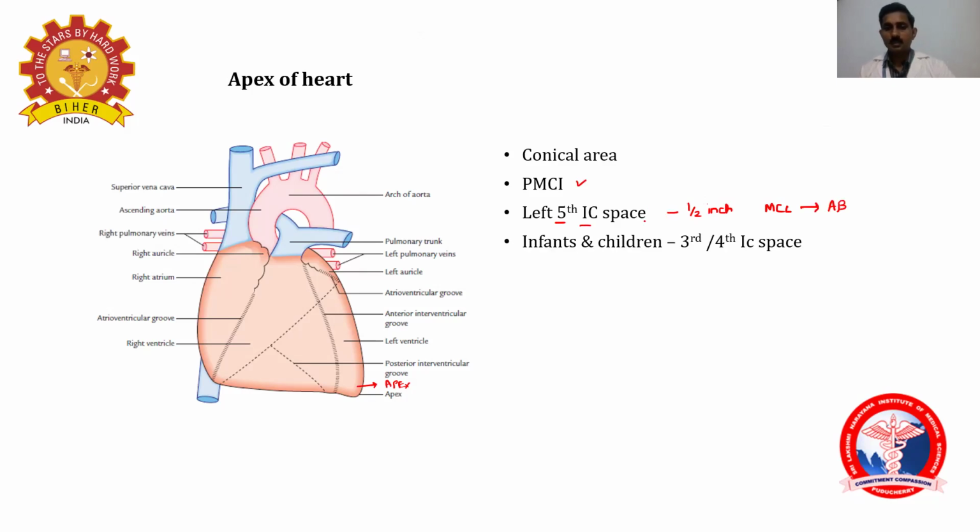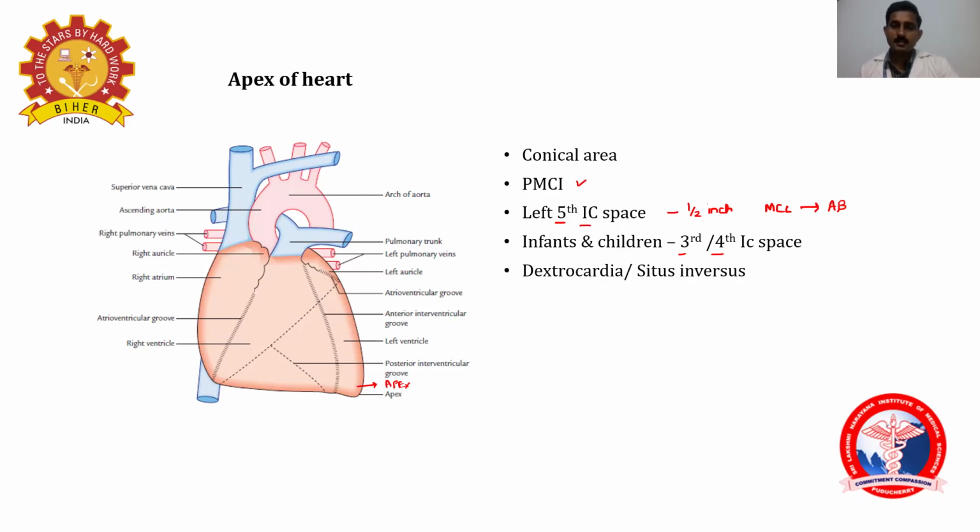Now, in infants and children, the space is slightly above. It is on the third or the fourth intercostal space because the heart size and the thoracic cage are not fully developed for the heart size. That is why it is located at a higher space.